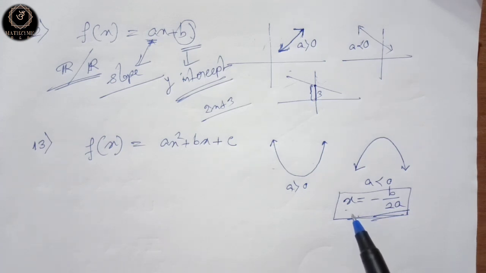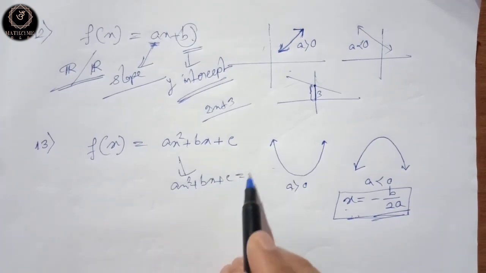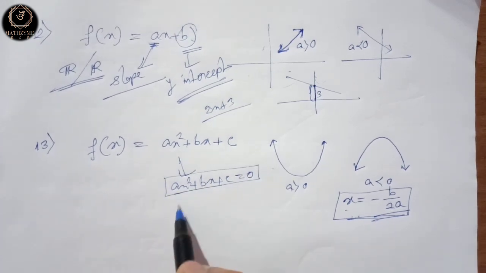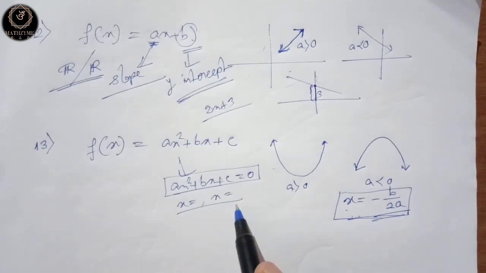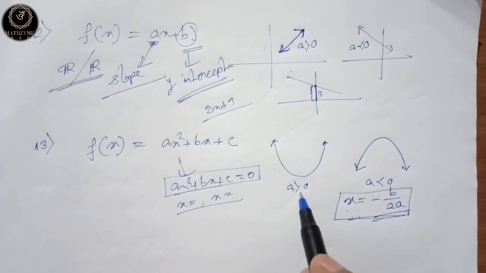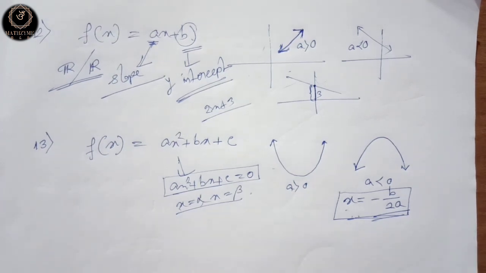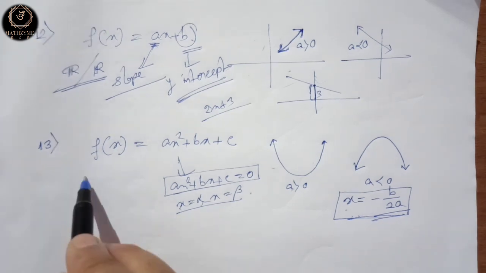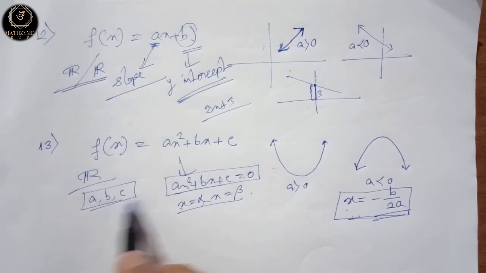Now, the curve cuts the x-axis at points given by the equation ax² + bx + c = 0. If we solve this equation, we can find two values of x, and these values of x are called the roots of this equation. That is, the graph cuts the x-axis in two points, suppose x = alpha and beta. Okay, the domain of this function is R, that is, real numbers, and the range depends on the values of a, b and c, that is, the coefficients.